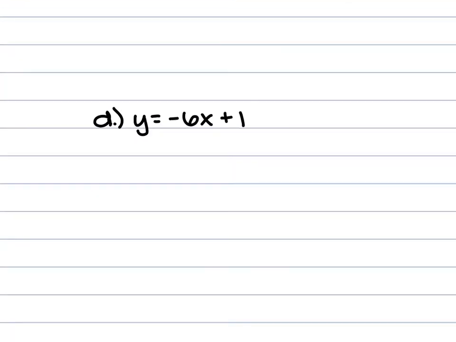For D, we have y is equal to negative 6x plus 1, so our slope is negative 6, and our y-intercept is (0, 1).